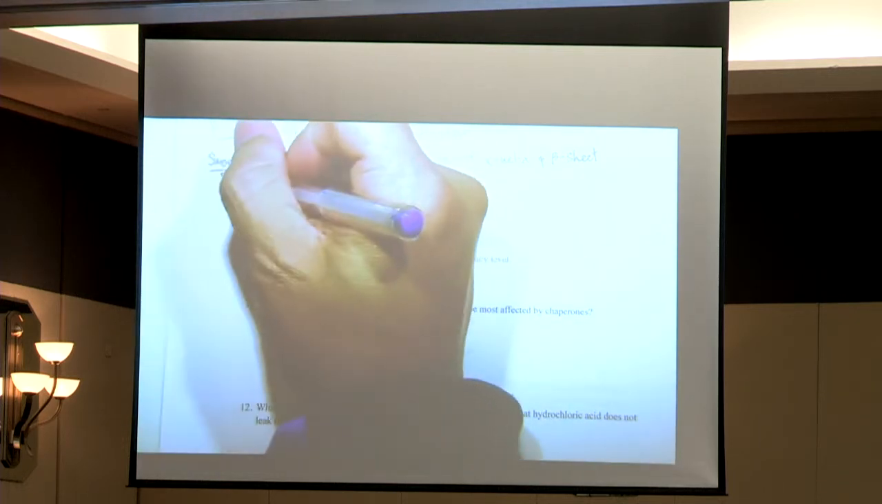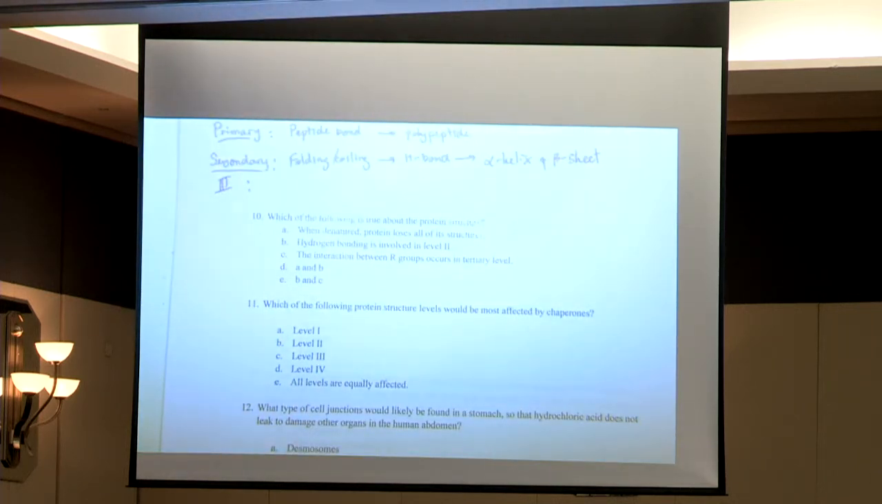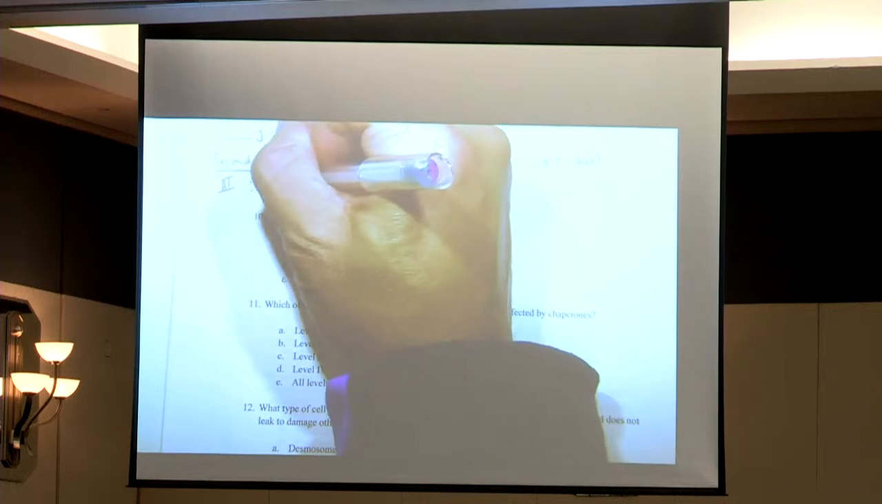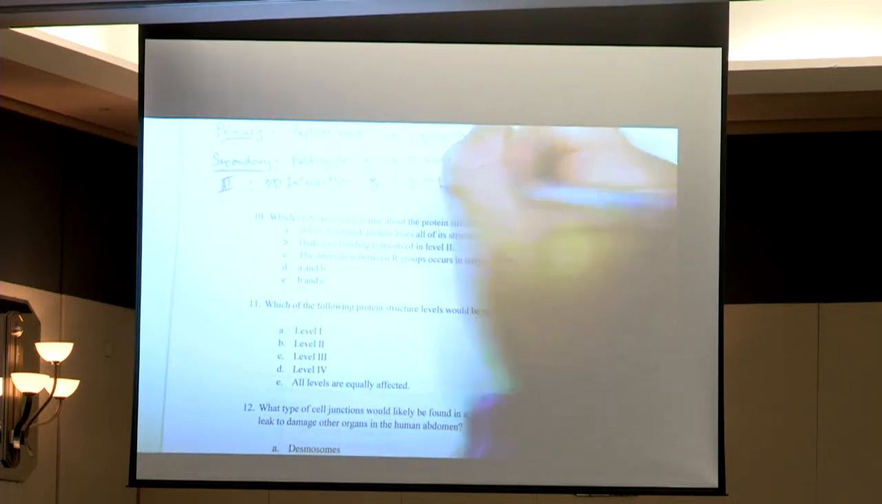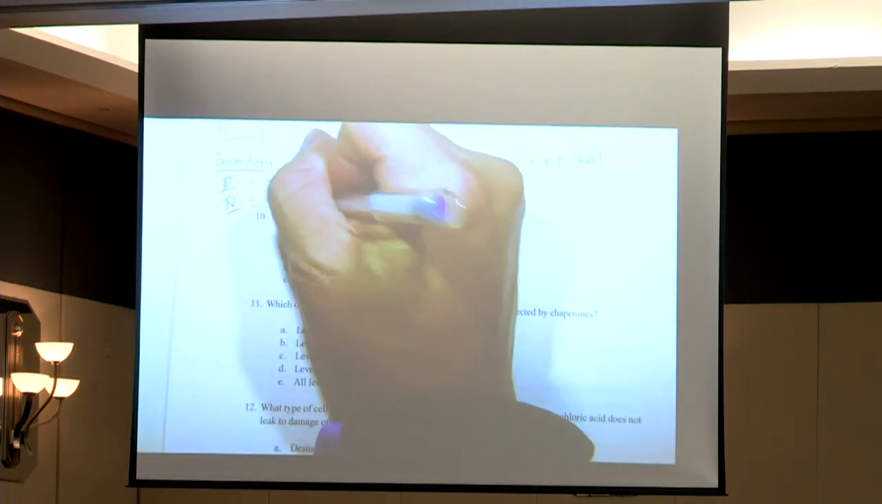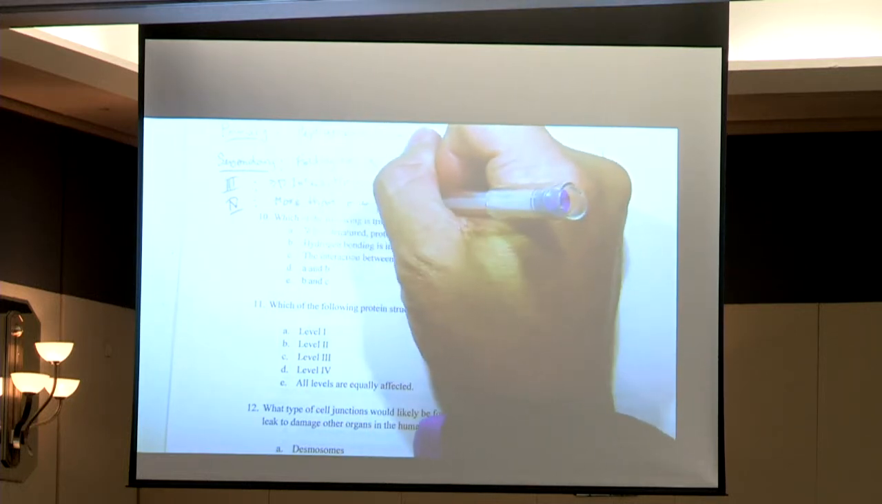The third, tertiary. What is the important term? Interaction of what? Interaction of the R group, right? So the 3D interaction of R groups. And the fourth one is the quaternary. The keyword is multiple polypeptides, right? So far, from 1, 2, 3, it's only one single polypeptide. If you have more than one, then you have quaternary. So I'm just going to put more than one polypeptide.